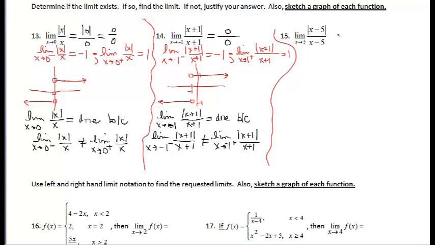Alright, let's observe number 15. Plug in 5, again indeterminate. It's the here and there shifted to the right 5. The result is going to be the same, meaning that the limit won't exist. So we'll just bypass all of this. But if you need extra practice sketching a graph, I encourage you to do so and then confirm with the calculator. You're going to get a does not exist because the left limit does not equal the right limit.